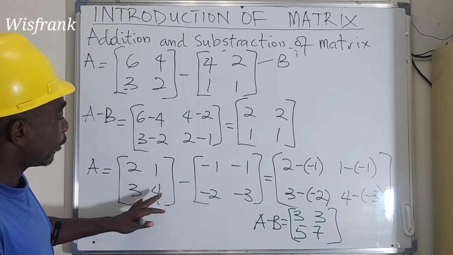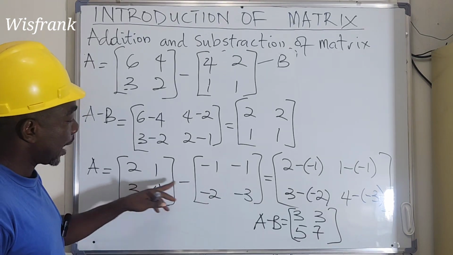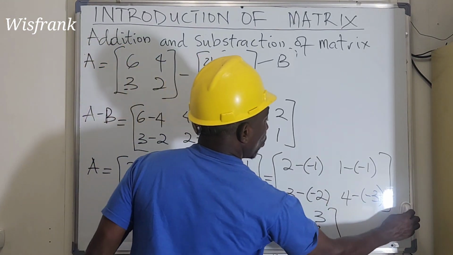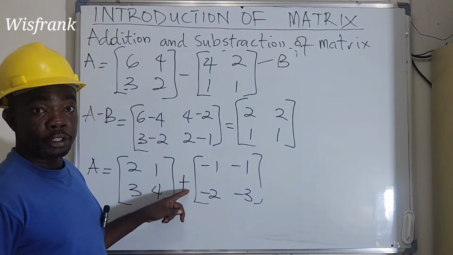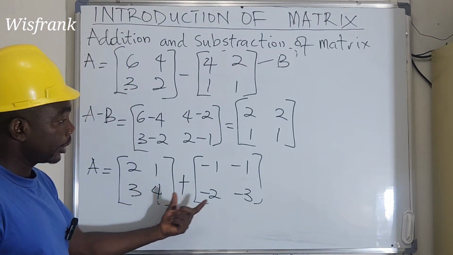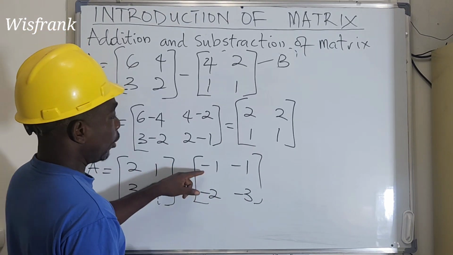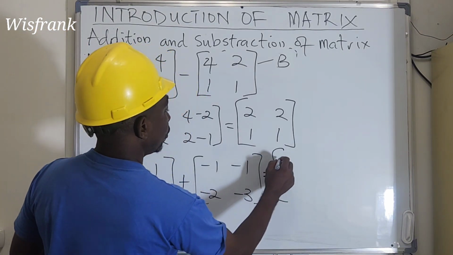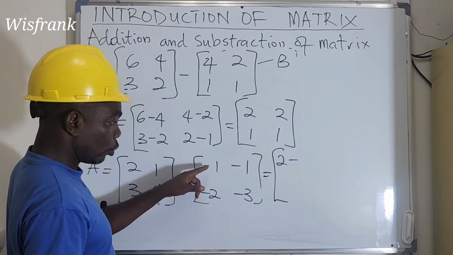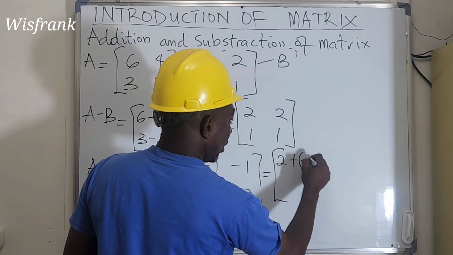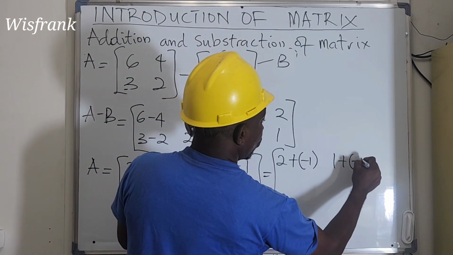Let's say for example the next one, we can turn this one. Let's say we add this and this, not subtraction anymore. What are we going to have? Let's change this sign to addition. If we add this matrix and this matrix, so this will give us the corresponding element 2 minus 1, because we are adding. Plus minus 1 means 1 plus minus 1.